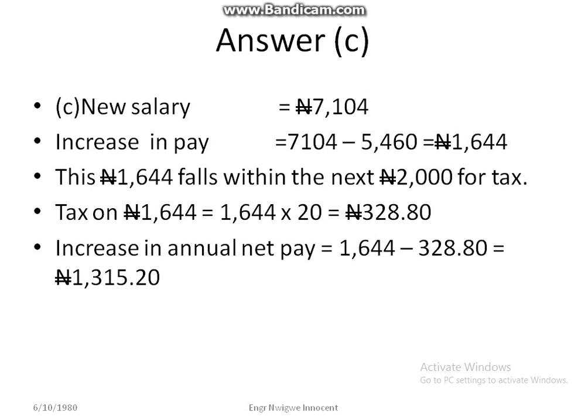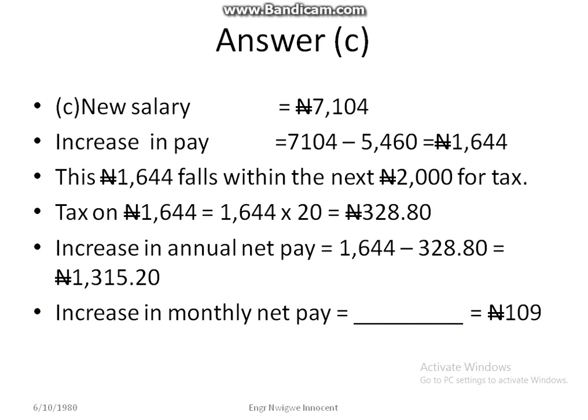This increase in annual net pay is equal to 1,644 minus 328.88, which gives us 1,315 naira 20 kobo. Increase in monthly net pay will now be equal to 1,315 naira 20 kobo over 12, which will now give us 109 naira.